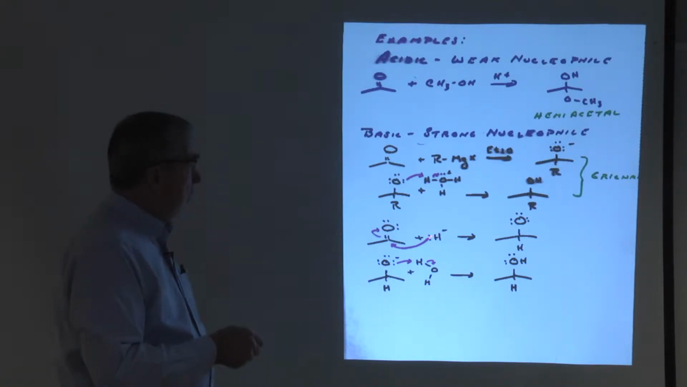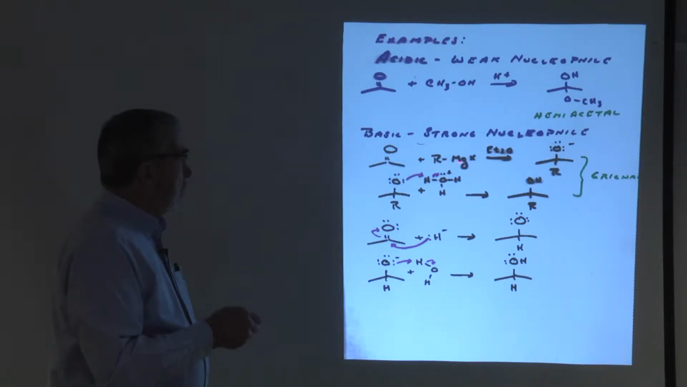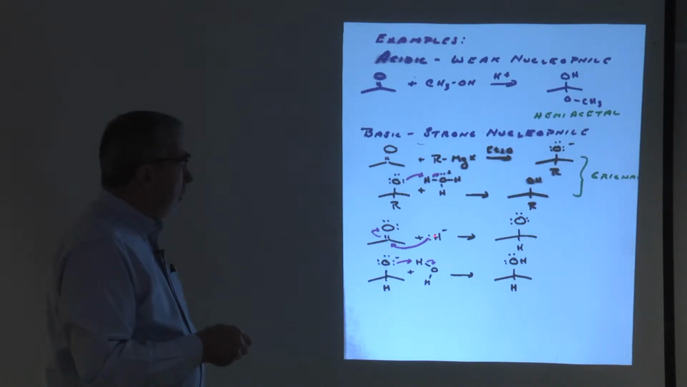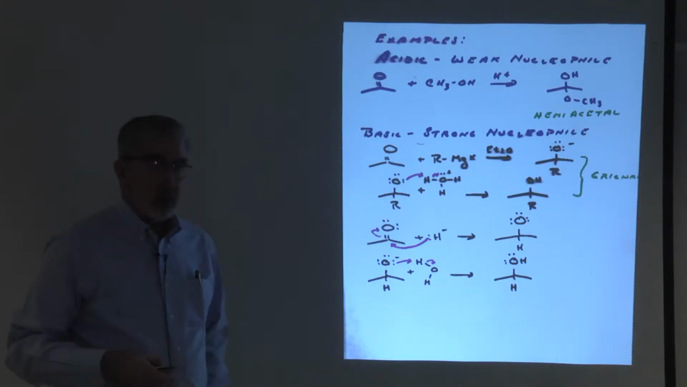So this is kind of like in the same family as Grignard reagents, because once again we've got a very powerful nucleophile that comes in, hits the carbonyl, drives a pair of electrons up here, and in the final step we protonate the oxygen so that we end up with the alcohol.